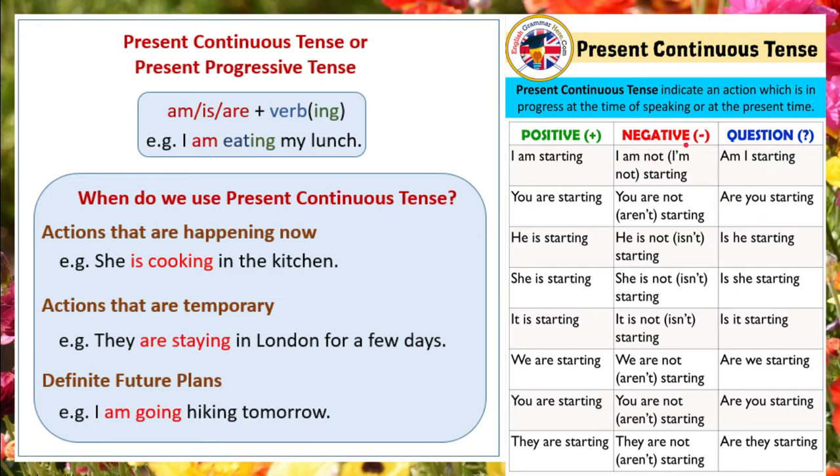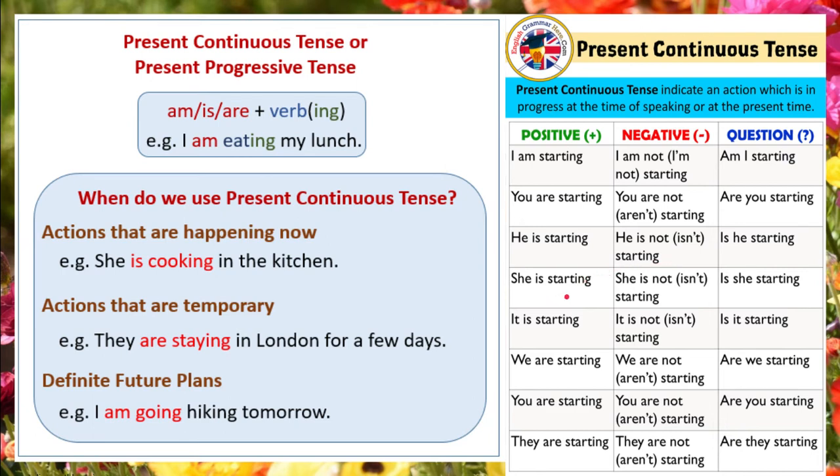Positive, negative, question. I am starting, I am not starting. Am I starting? With a question mark. These statements end in a period. You are starting, you are not starting, or you aren't starting. Are you starting? He is starting, he is not starting, or he isn't starting. Is he starting? Is the question. All questions will end in the question mark.